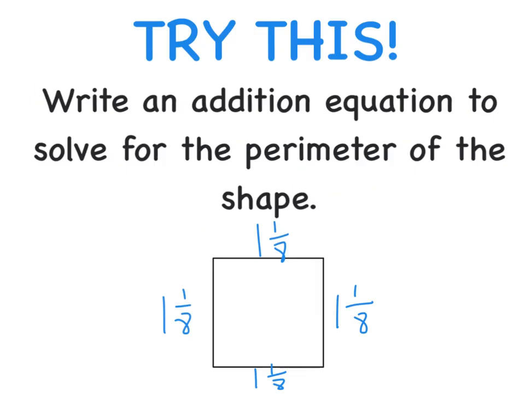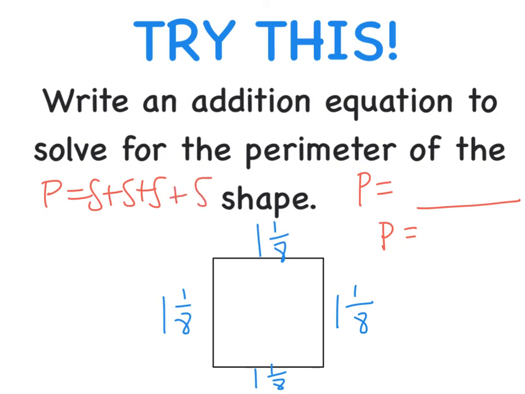I want you to try this one on your own. Write an addition equation to solve for the perimeter of the shape. So you should have an equation, P equals something, and then you need to tell me what P equals. Okay, so you'll need to find the equation and then solve. Think about the last time it was perimeter equals side plus side plus side because we had 3 sides to a triangle. Squares have 4 sides, so you will need to add another side. Good luck!